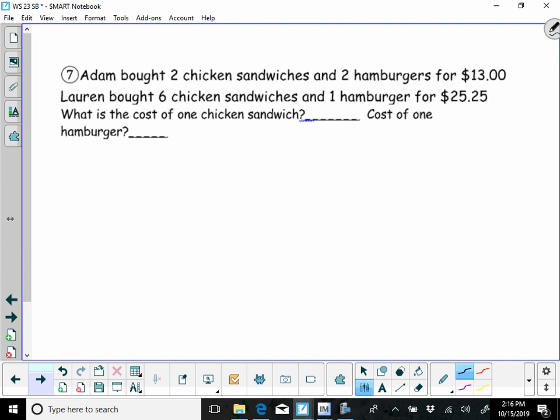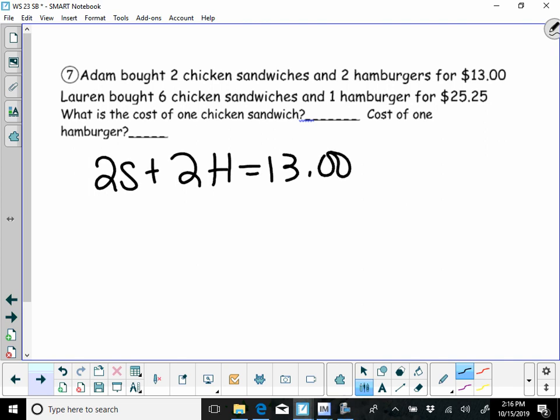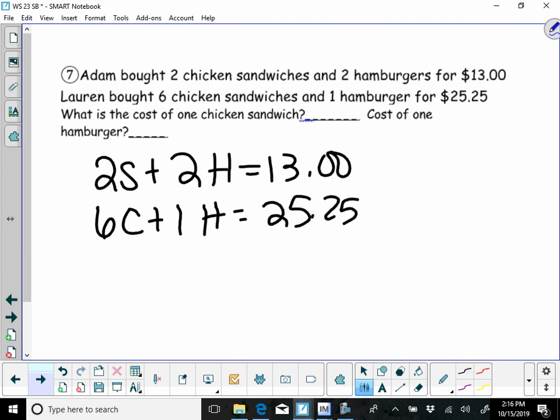Adam bought 2 chicken sandwiches, so that's 2S, and 2 hamburgers, so 2H, and that was $13. And then Lauren bought 6 chicken sandwiches and 1 hamburger, and that was $25.25. Again, little hint, I would multiply the bottom by -2. Cancel your hamburgers. You can also multiply the top by -3 and cancel your sandwiches.